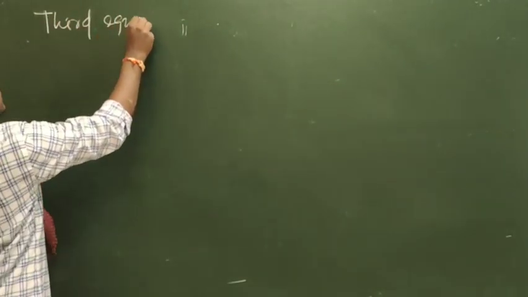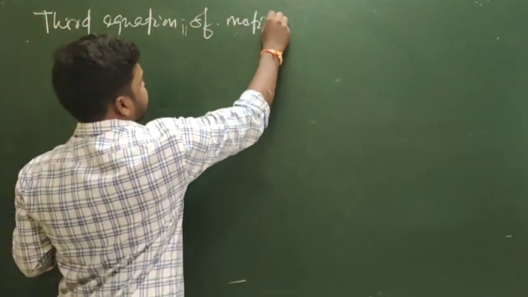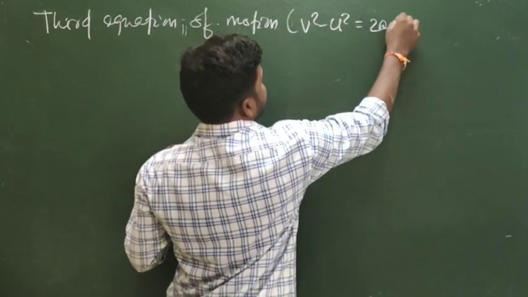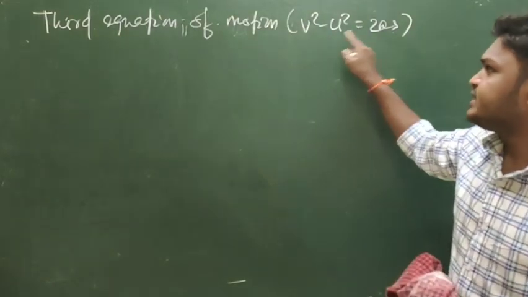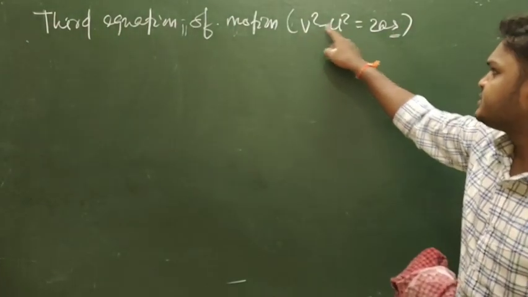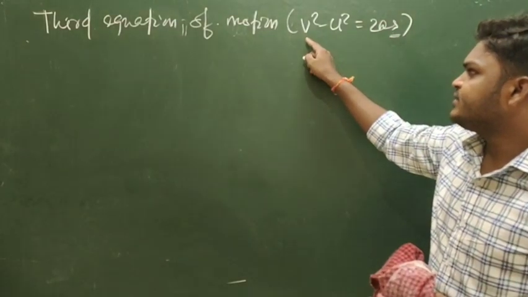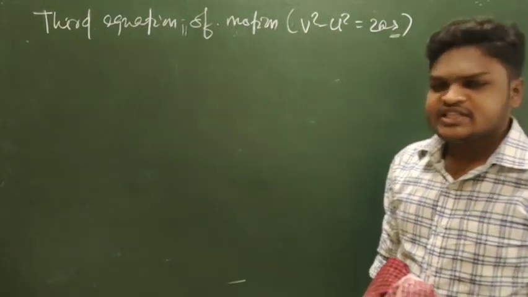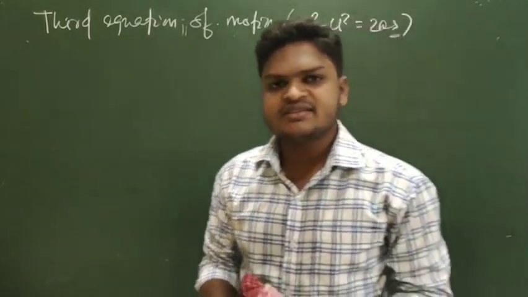Third equation of motion, that is we prove v square minus u square is equal to 2as. In this case we prove velocity at a certain position. So if we divide by time, then velocity is converted into acceleration. So this expression can be derived with the help of instantaneous acceleration.